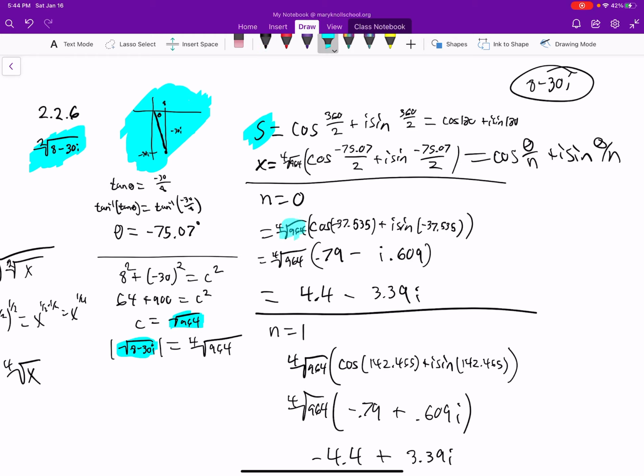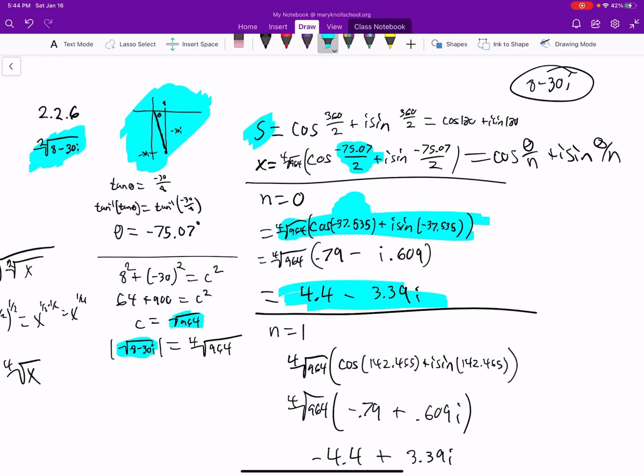Remember, we need the magnitude out front, and then there we go. And remember that this right here, this 37.535 is just going to be 75.07 divided by 2. So go ahead and do that. We plug it into a calculator, and we end up with this value.